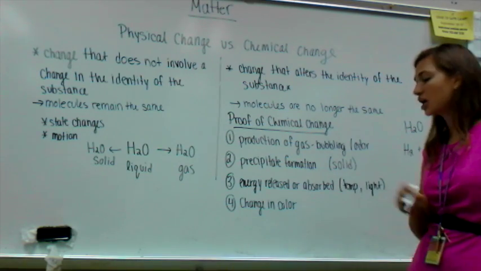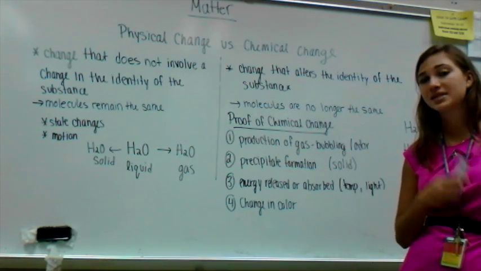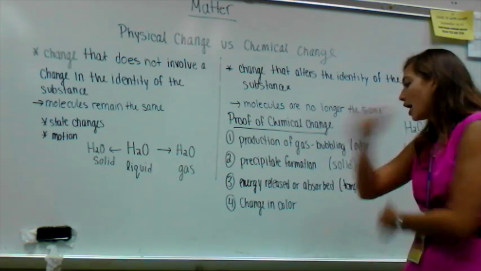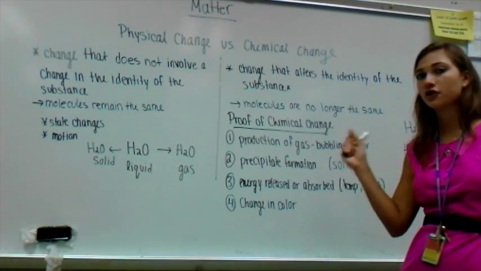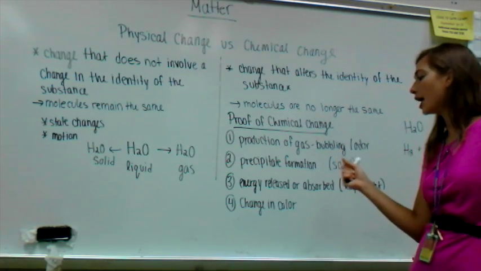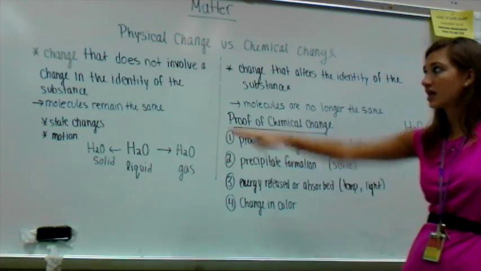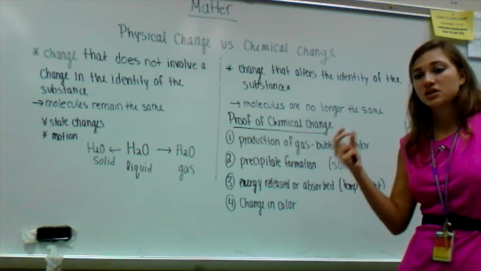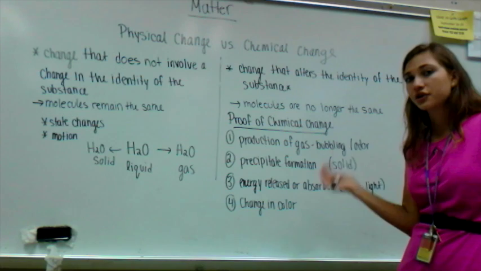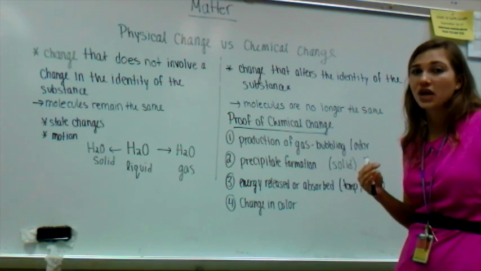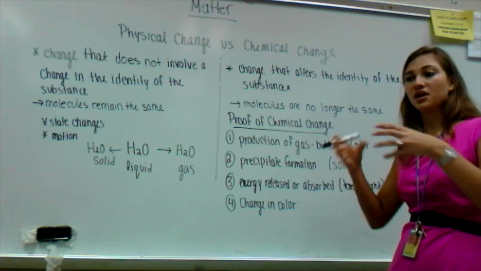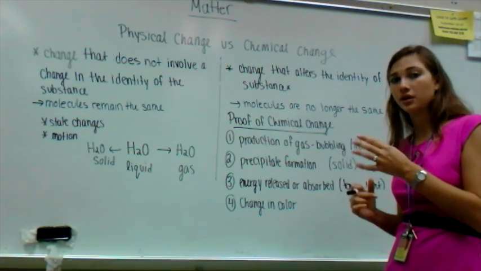We have to be careful with changing color, because there's a difference between diluting something and actually forming a new chemical. For changing color, we're looking for a dramatic color change. Diluting something is going to be a physical change, where you start off with a brighter color and add water to it. Just because you're adding water doesn't mean the molecules are changing. You're just making the concentration of something a little bit less.